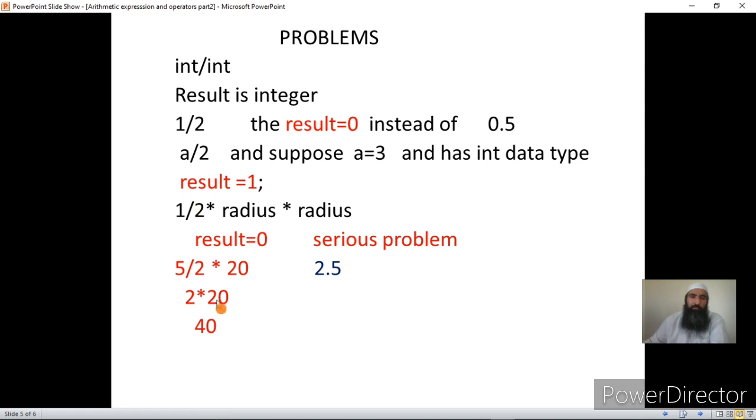Now if I do something like this, again 5 divided by 2 into 20, so 5 divided by 2 should have been 2.5, but you get 2 as a result because you are again doing integer constant by integer constant. So you get the result as an integer, and this is what happens. You are not getting the correct output that you desire the computer to give, but you will get something short of the correct answer.